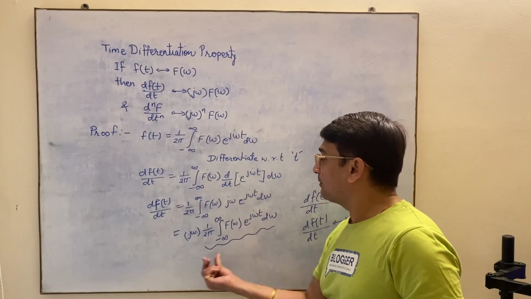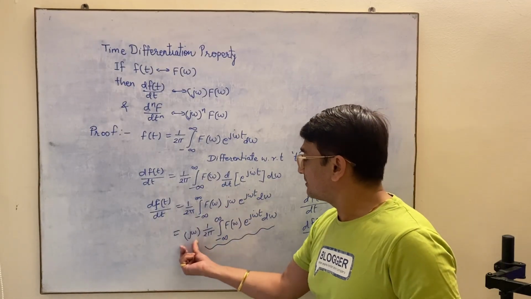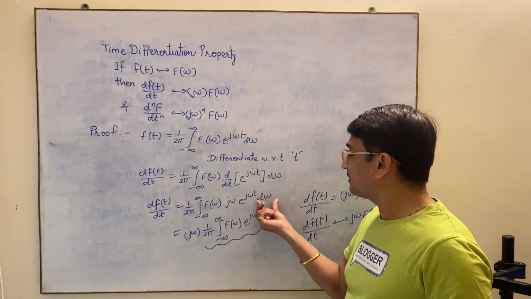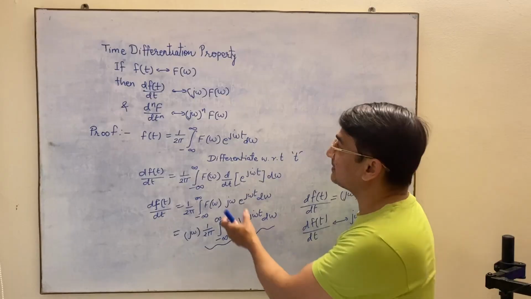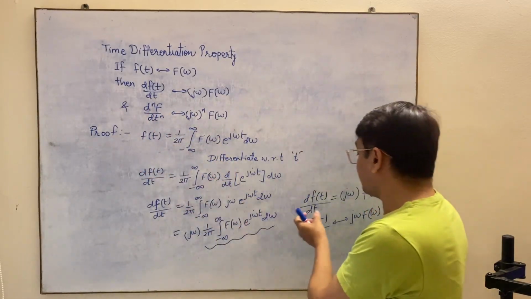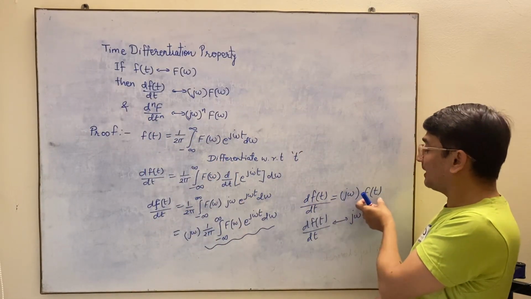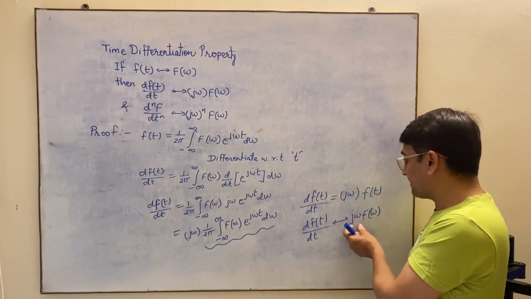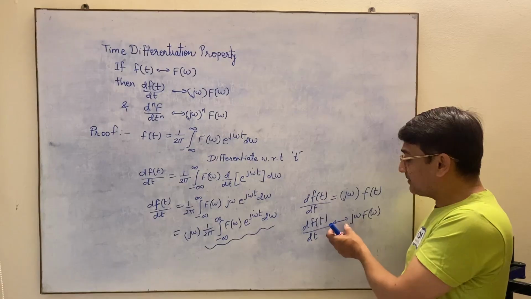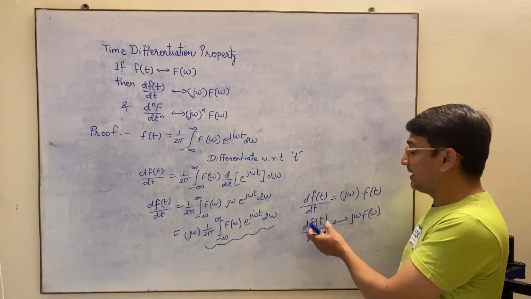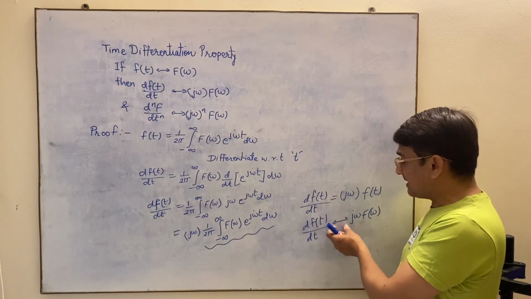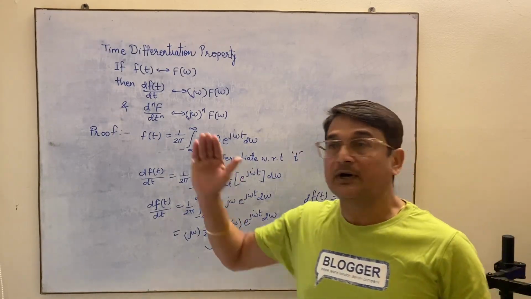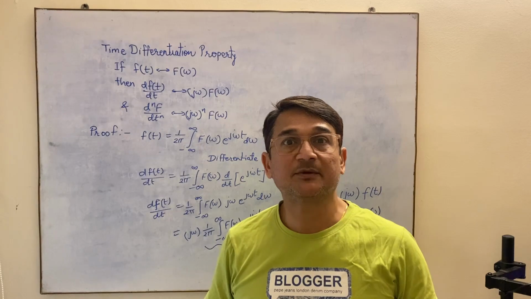Now I can write j omega outside. So j omega times 1/(2 pi) integral from minus infinity to infinity of F(omega) e^(j omega t) d omega. This whole thing is nothing but f(t). So I can write df/dt = j omega f(t), or I can write that df/dt has a Fourier transform j omega F(omega). Again, this bidirectional arrow says that df/dt has a Fourier transform j omega F(omega). I hope you understand the concept of the time differentiation property.